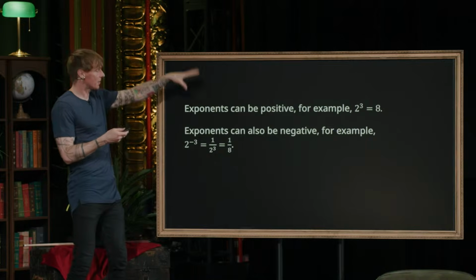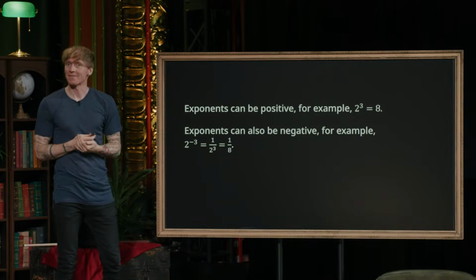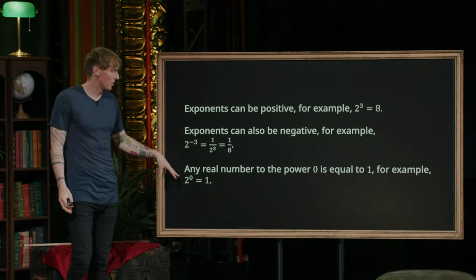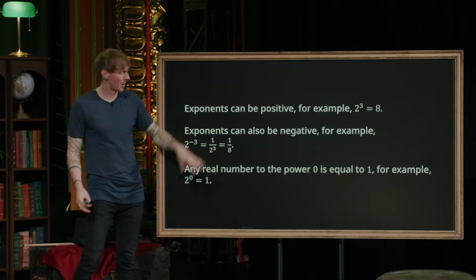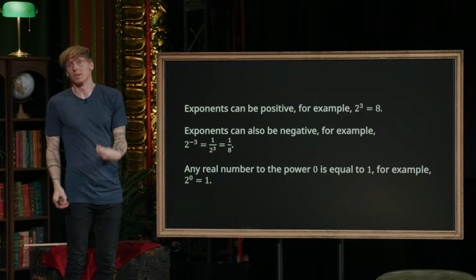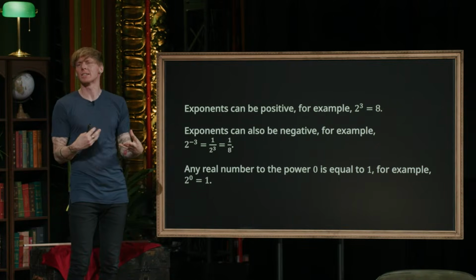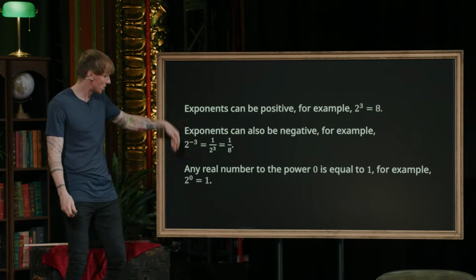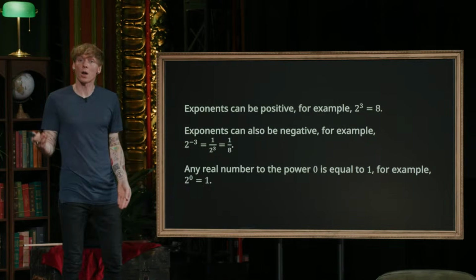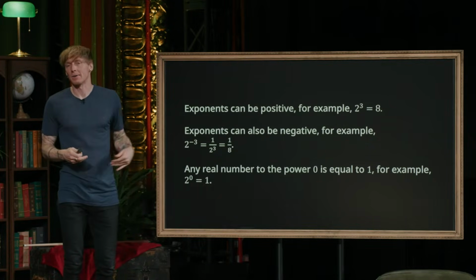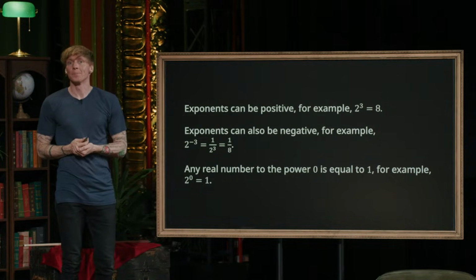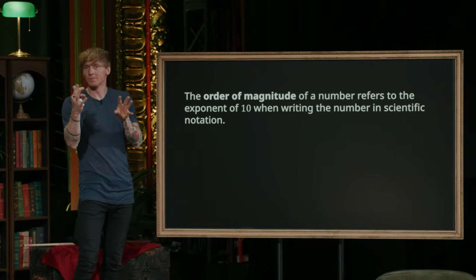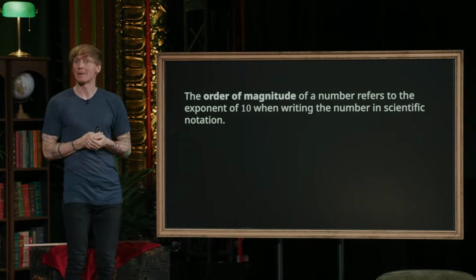So we've got positive, we've got negative, and we also have 0. Any real number to the power 0 always gives us 1. This is a helpful thing to remember and a very important rule when it comes to powers and exponents. So 2 to the power 0 will just give us 1, but again, any base to the power 0 will give us that 1. We've seen examples with base 2, so let's look at some examples with base 10.